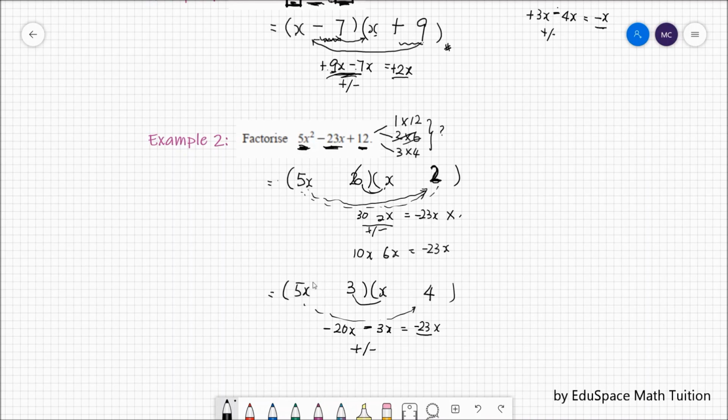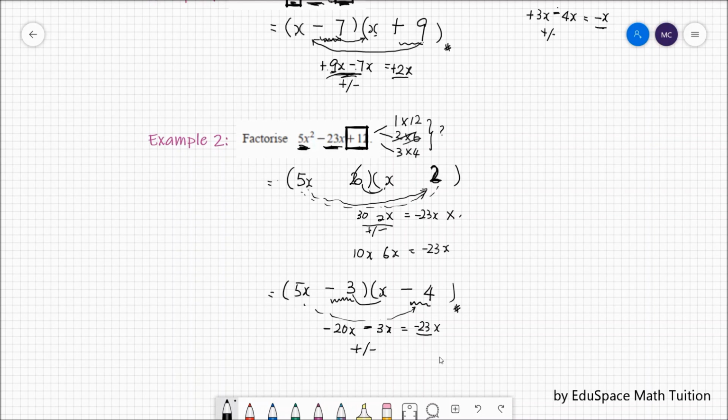So in front of the 4, we should put negative. In front of the 3, we should put negative as well. So let's check the final term. We have negative 3 multiplied by negative 4. Do we have a positive 12? Yes, we do. We really get a positive 12. That means this will be our final answer.